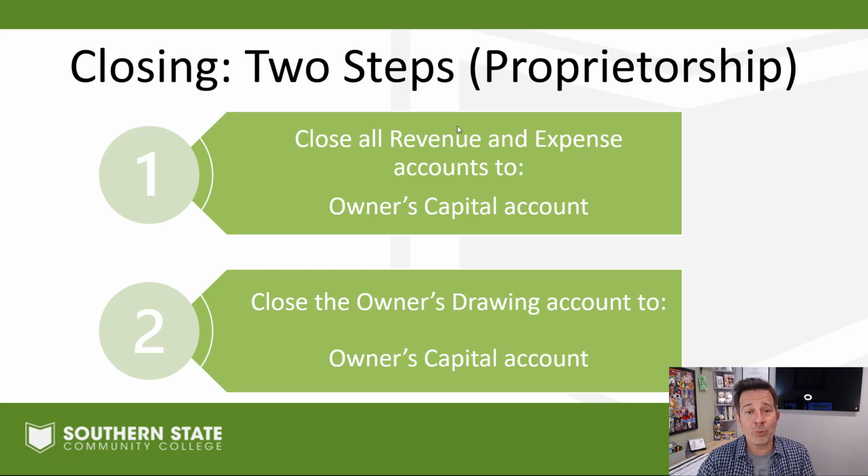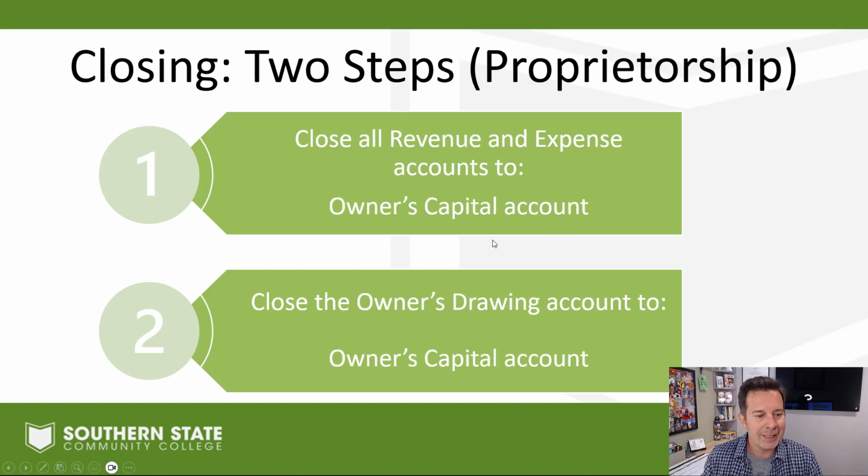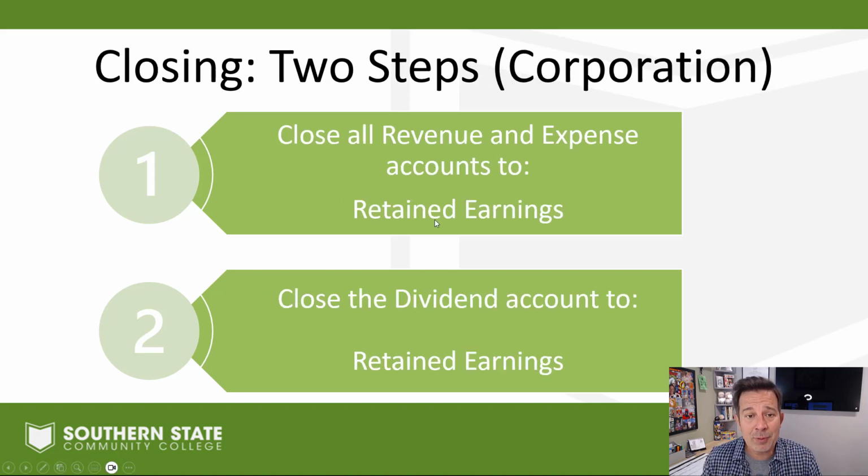Now, that is for proprietorship. Later on, we'll talk about corporations. Step 1 of that process would be very similar. We're taking all the revenue and expense accounts and dumping them into an account called retained earnings. If you've been looking at publicly traded companies' financial statements, you may have noticed retained earnings as a line under the equity part of the balance sheet. Our second step would be to close the dividend account to retained earnings. So the exact same concept, only we're closing them out to a different equity account. In a proprietorship, we're closing them out to the owner's capital account. In a corporation, we're closing them to retained earnings. The process, the exact same.